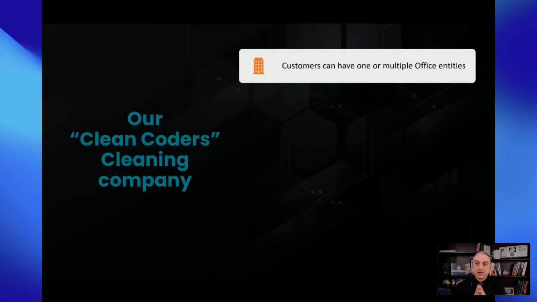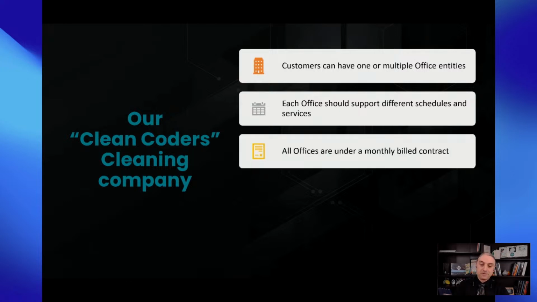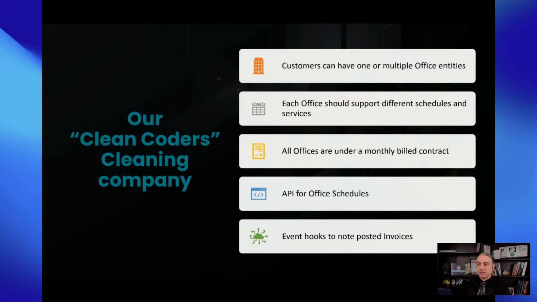extension. We're going to set it up so that customers can have offices that potentially need to be cleaned. And each of these different offices should support a cleaning schedule and support different services that would be provided as part of that contract. All the offices are billed monthly. And we need to have an API so that our Power Platform people can potentially create a website that makes it very easy for customers to cancel or reschedule dates. So we want to test making an API for this logic as well. And we also want to have event hooks to note when things are posted and all that fun stuff.